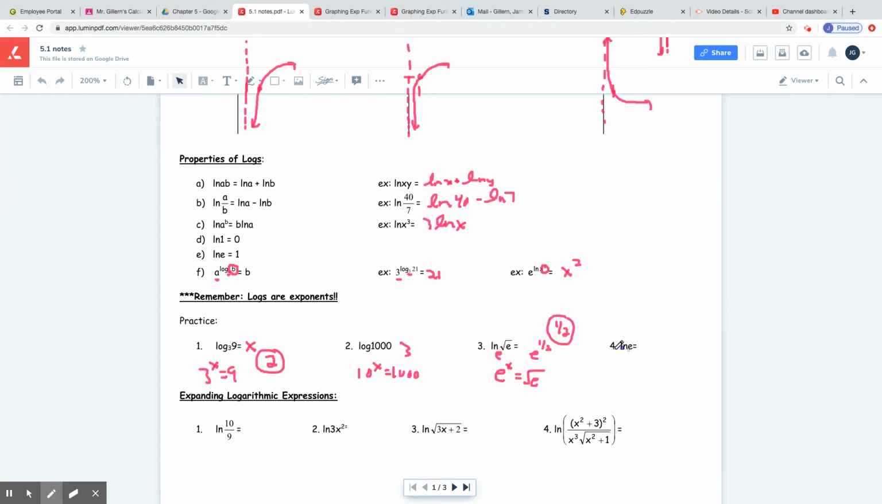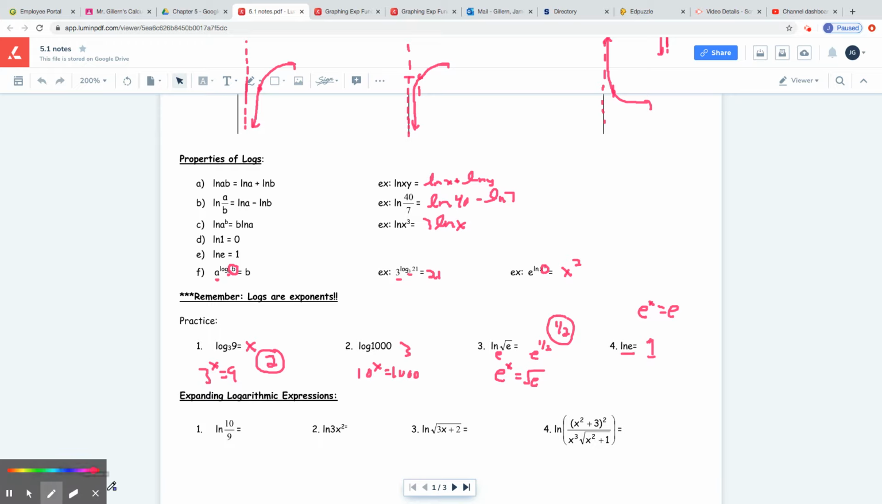And here, what's the natural log of e? The natural log of e is always 1, because e to what power equals e? The first power. That's why it is. But you should just memorize that natural log of e is always 1.